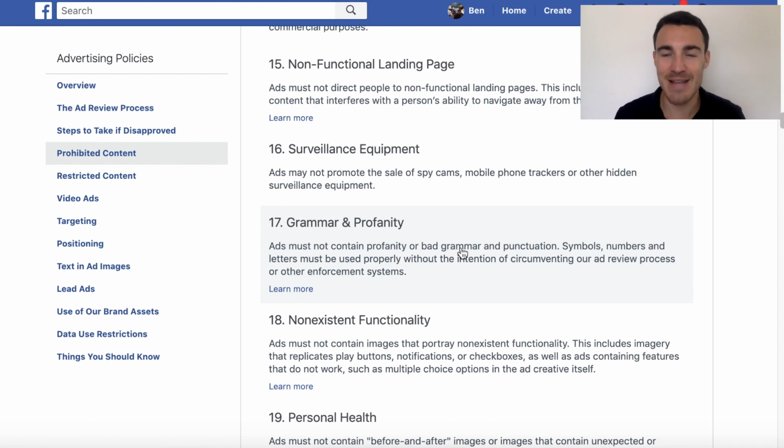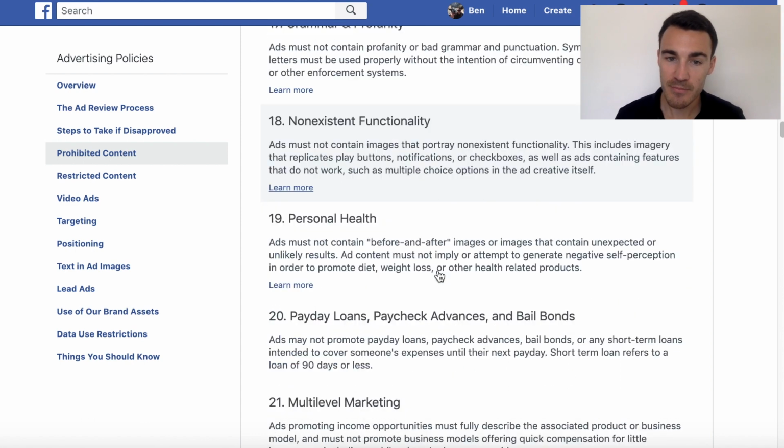They want sentences to be sentences, and yes, you can do some stuff. You can capitalize some words, but don't capitalize the whole sentence. You can use a couple of exclamation marks or 1 exclamation mark, but don't try and put in 5 or 6. So just tone it down on the grammar. That's another big reason why we see things getting disapproved.